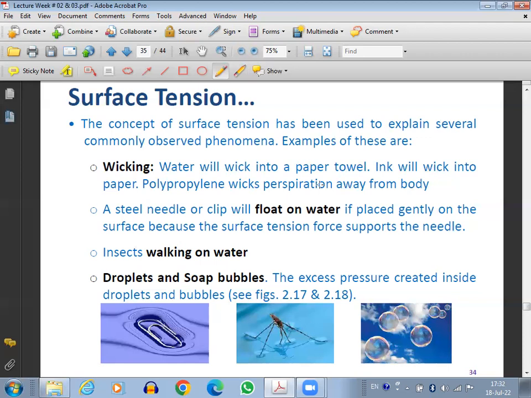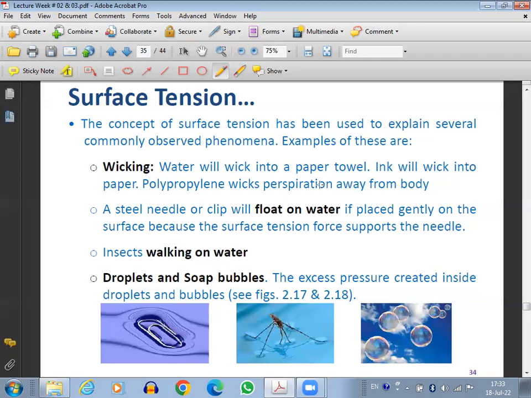Steel can never float on water as per the law of density. Its density is much, much higher than water. It must go down. But if it is floating, there is some force which is not making it sink. And what is this force? Surface tension. If placed gently on the surface, the surface tension supports the needle.